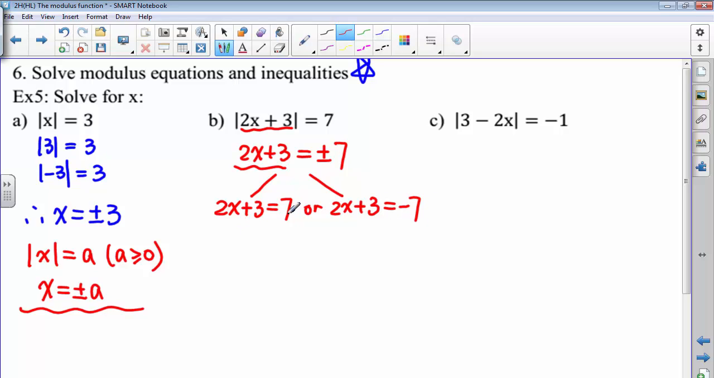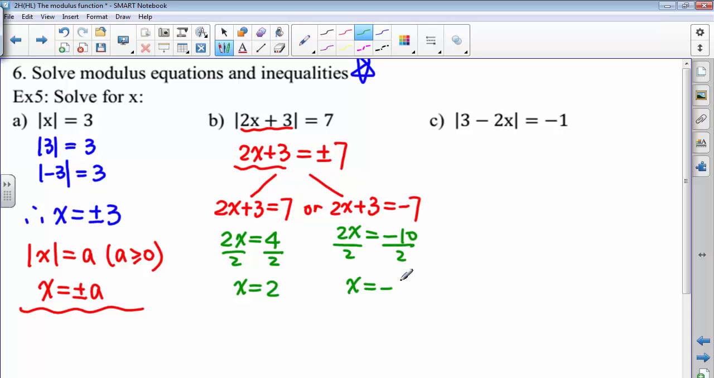2x plus 3 is 7. Let's continue to solve x value. It's 2x equals 4. Divide both sides by 2. Then x equals 2. For this one, it's 2x equals negative 10. Divide both sides by 2. The x is negative 5. So the solutions of this modulus equation are x equals 2 or x equals negative 5.